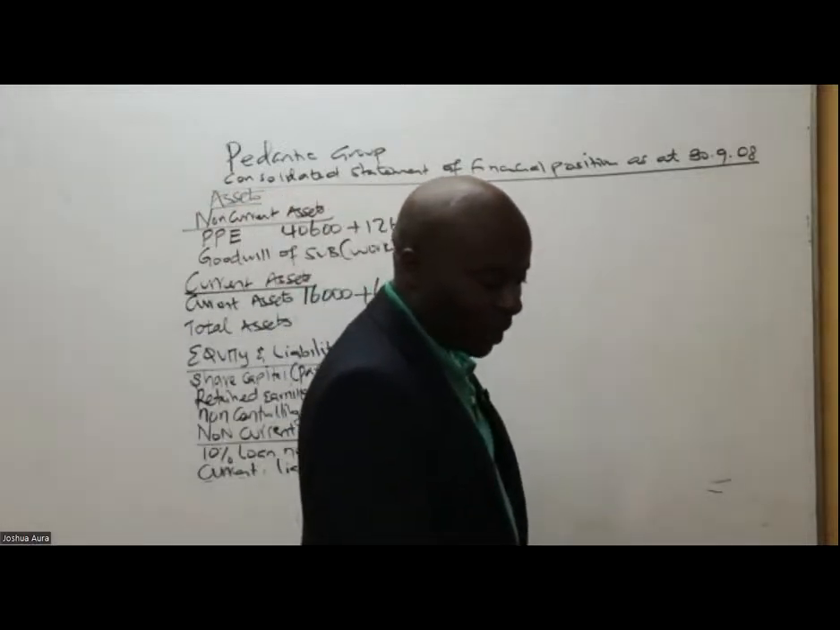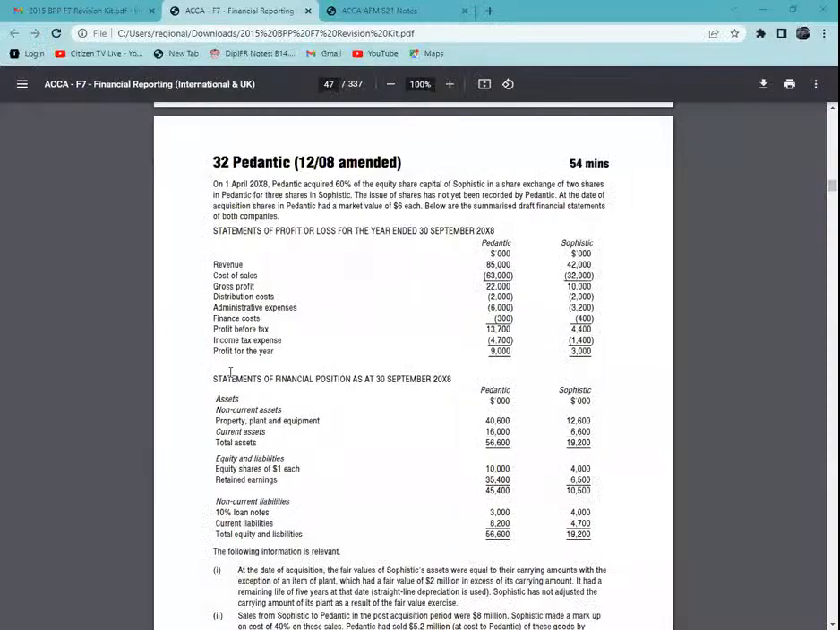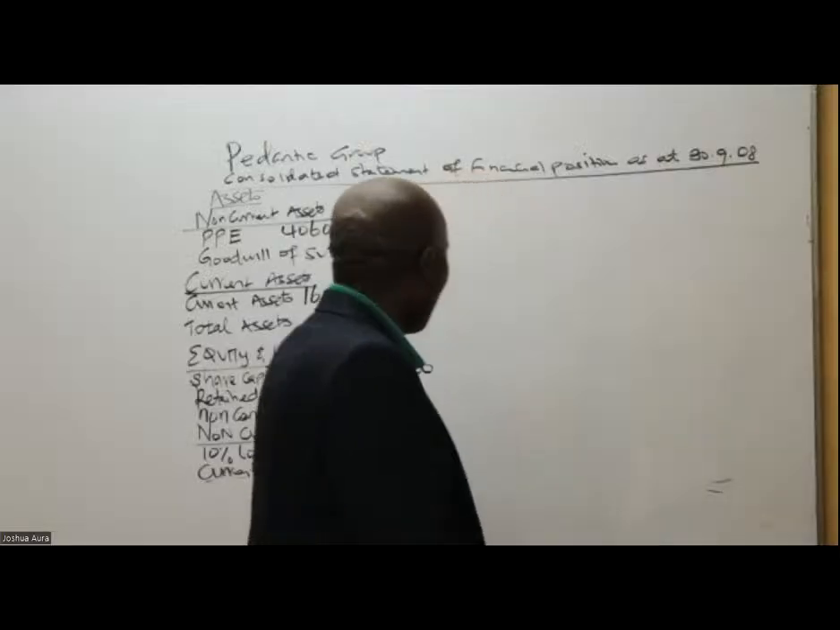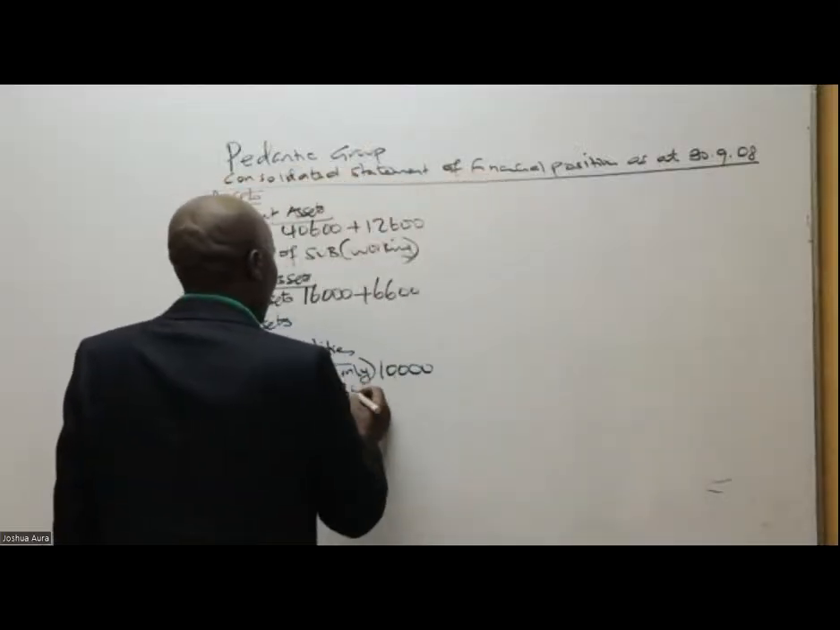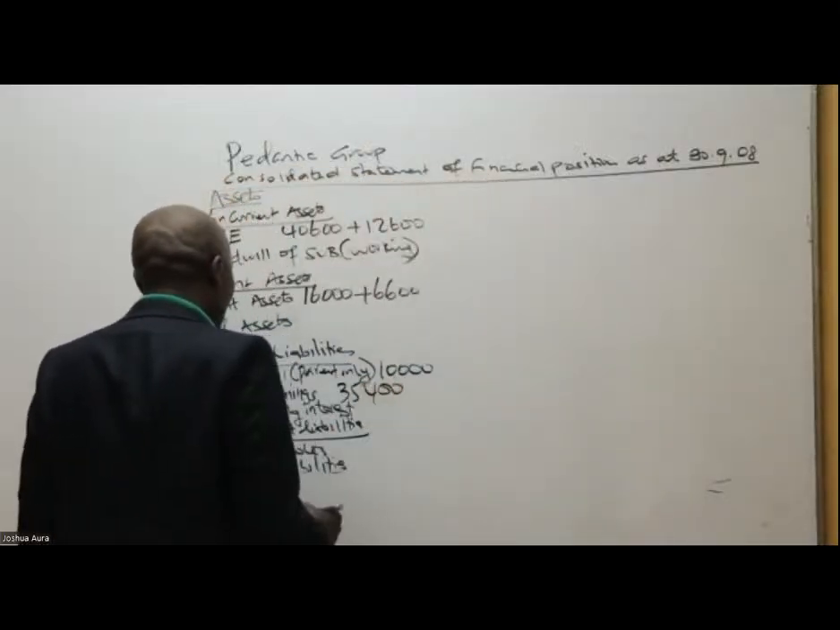Although we shall be doing some adjustments later for retained earnings, we always pick the one of the parent only. So retained earnings, I can see 35,400.